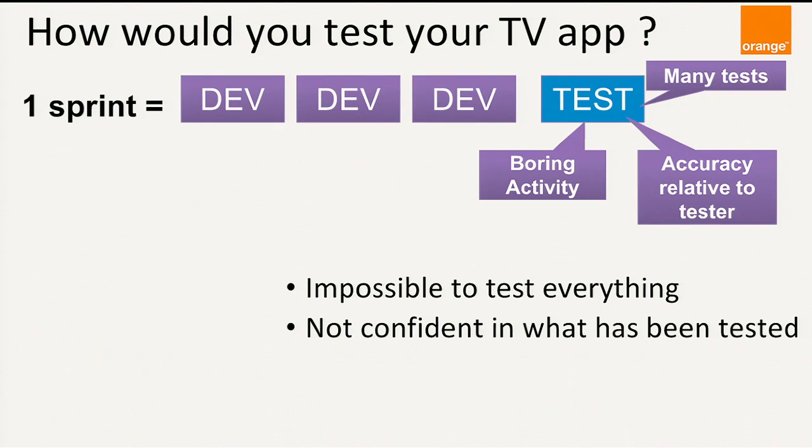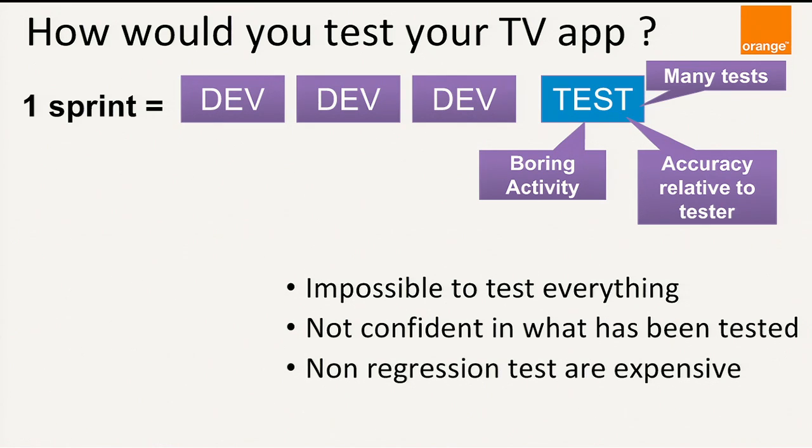And most of all, we are not confident in what have been tested because one developer can test in one way, one other one is a specialist of VOD or another context, and then he can do more accurate tests. And this is not the same person that tests the application from sprint to sprint. Because of that, all the non-regression campaigns are very expensive because we can't test everything, so we have to focus really on what has changed, and it's difficult to identify.